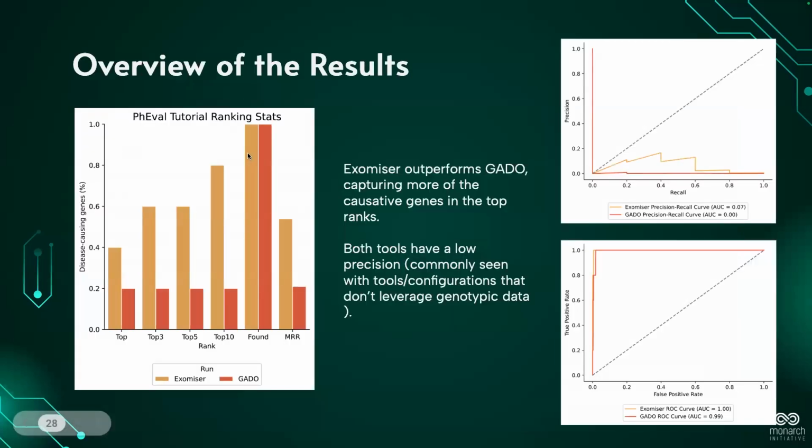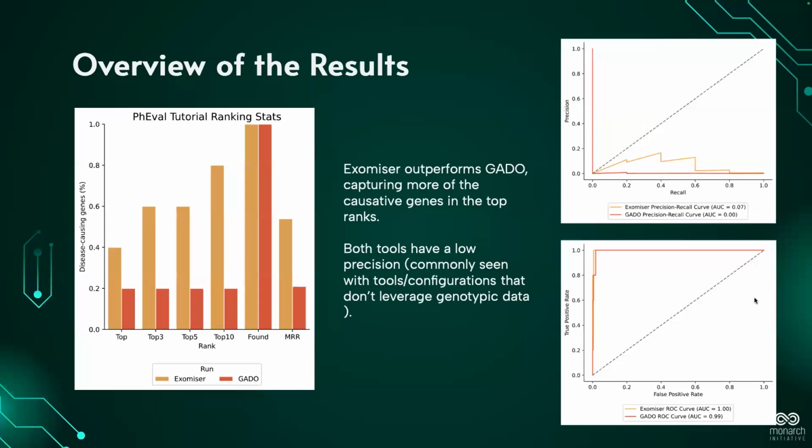So this is an overview of the results of what I've just run and prepared. What we can see is that Xmiser outperforms Gado, capturing twice as many of these causative genes in the top ranks. But both of these tools, you can see in this precision recall, have very low precision, and this is commonly seen with tools or configurations that don't leverage genotypic data. Usually with Xmiser, when we use genotypic data, the curve is flipped, so it's more like a flipped ROC curve.